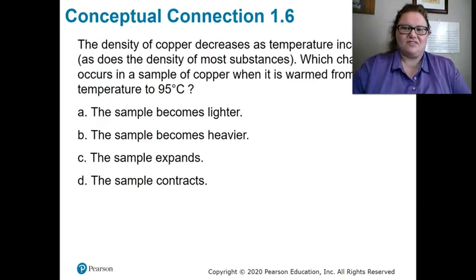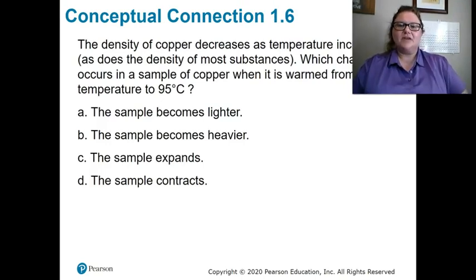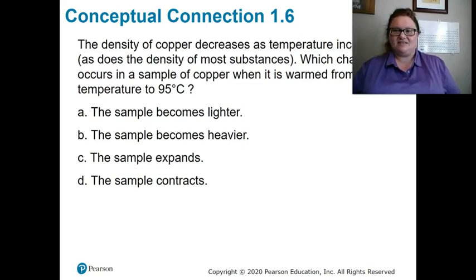Just a couple more slides, we're almost done. So now we have this example. So the density of copper, we're told, decreases as the temperature increases. And it tells us that that's a commonality for density of most things. Which change occurs in a sample of copper if it's warmed from room temperature, which is 25 degrees Celsius. It's room temperature, it's about 68 degrees Fahrenheit, to 95 Celsius. So that's almost boiling temperature of water.